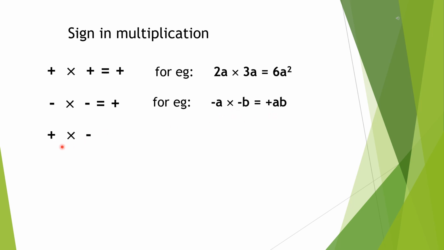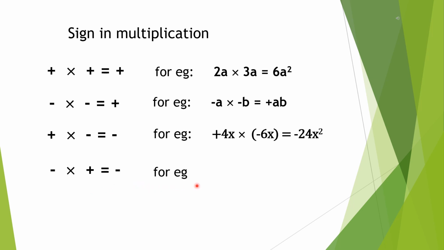Plus into minus is equal to minus. For example, plus 4x into minus 6x is equal to minus 24x square. Minus into plus is equal to minus. For example, minus z square into 7z is equal to minus 7z cube.